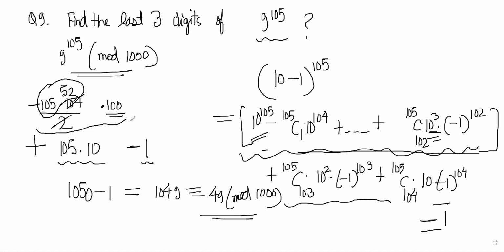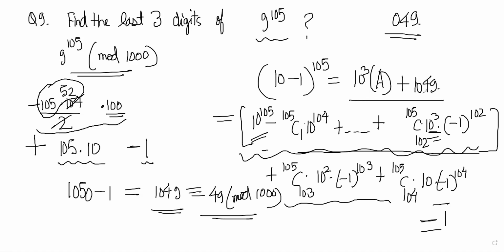So the answer for this question, the last three digits will be 049, because you are getting 1049 here, right? The idea is that the number overall came out to be some 10 cube times some capital A plus 1049. So that becomes our answer for this particular problem. We have isolated the 10 cube by basically taking binomial theorem and collecting all the higher powers there. Let's look at this question now.